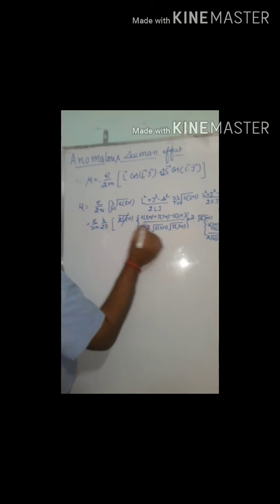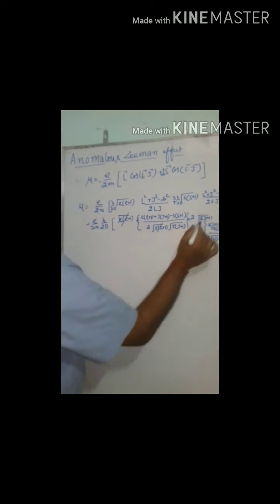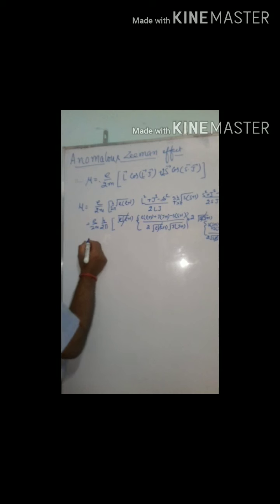Now this gets cancelled by this, right? So what we obtain is e upon 2m into h upon 2 pi.